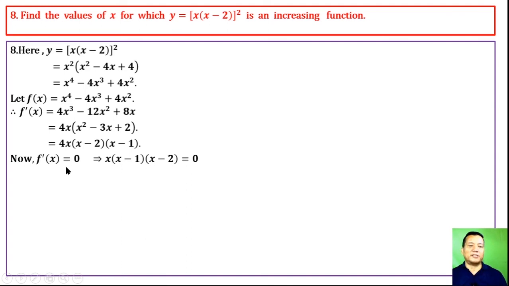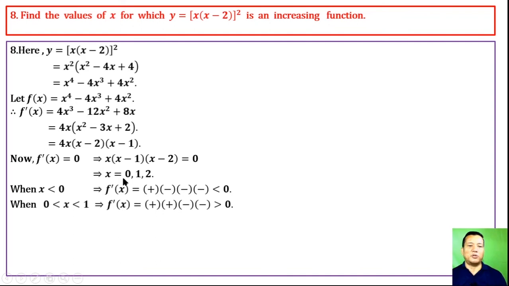Now f dash x equal to 0 gives this, which equal to 0. This gives x equal to 0, 1, 2. These three real numbers divide the set of real numbers into 4 domains. When x is less than 0, the sign of f dash x: this is plus, this is plus, this is negative, this is also negative. Then the product of three negatives is negative, that is less than 0.